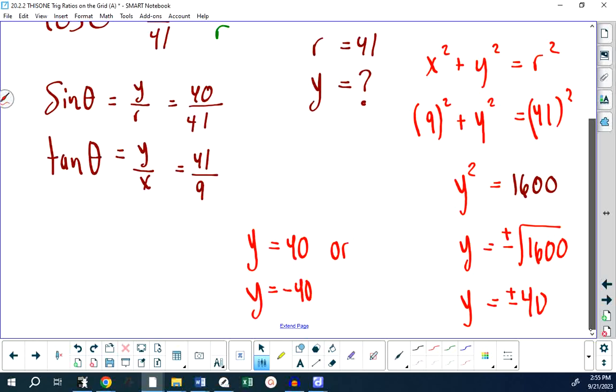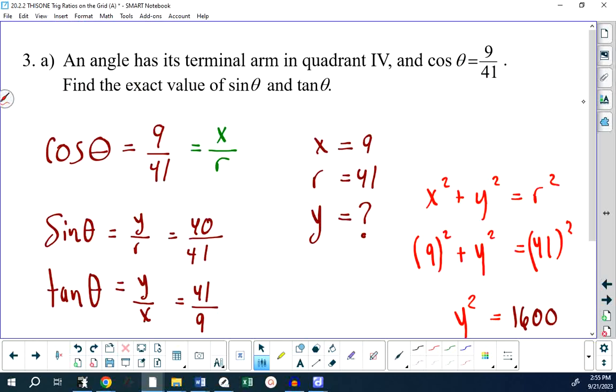I'm going to tell you right now that in this question, one of those is correct, and it's the negative 40. But the 40 is not. Who can tell me why it's negative 40? I purposefully didn't say that when I read this question. I just ignored that. I didn't want to draw attention to it. But it does say it's in quadrant 4, and in quadrant 4, y is negative.